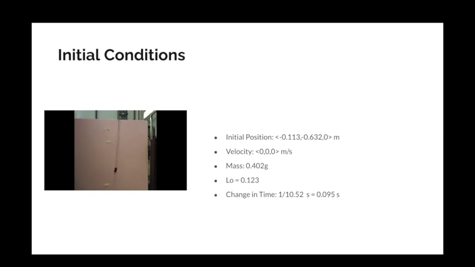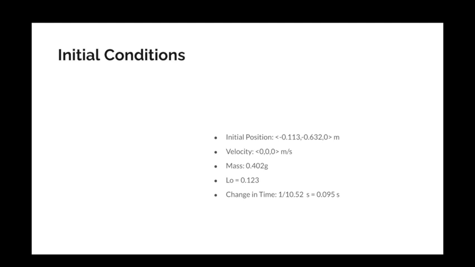So for the initial conditions, I found the initial position to be -0.113, -0.632, and 0 meters, and then the velocity to just be 0 meters per second. The mass to be 0.402 grams, the relaxed length of the spring to be 0.123 meters, and the change in time to be 0.095 seconds.